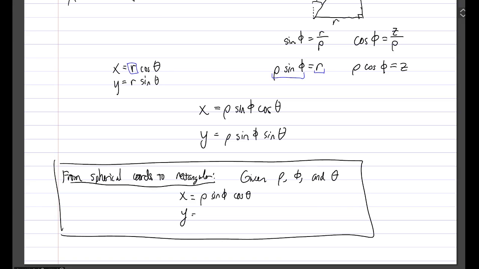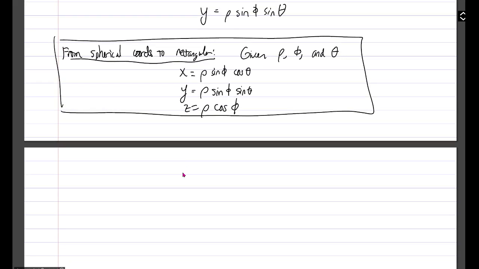And then y would be given as rho sine phi times sine of theta. And then lastly, how do you get z? Well, that's actually up here already. z is just going to be rho times cosine of phi. So that's how you convert from spherical coordinates to rectangular coordinates.